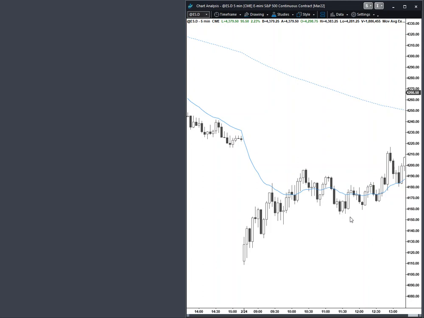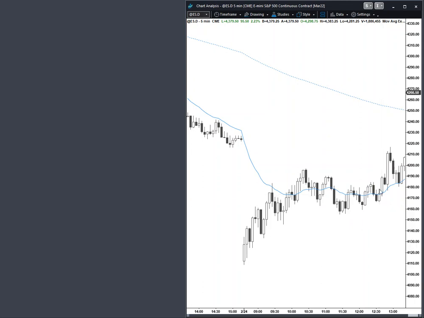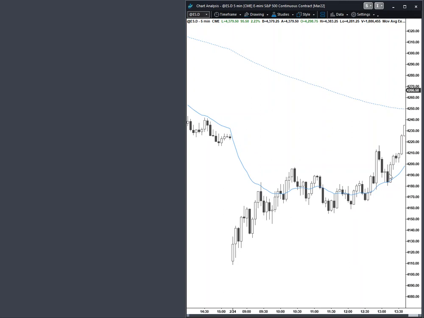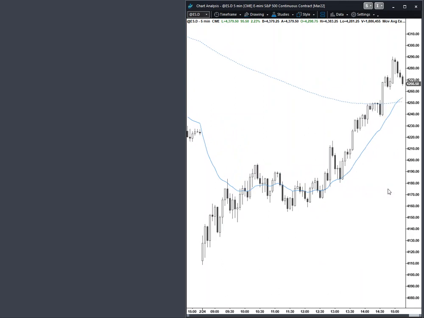So maybe here, but the signal bar's not that great. Maybe the breakout pullback by here. Just not really an easy day for stop entries. So I hope this video helps.